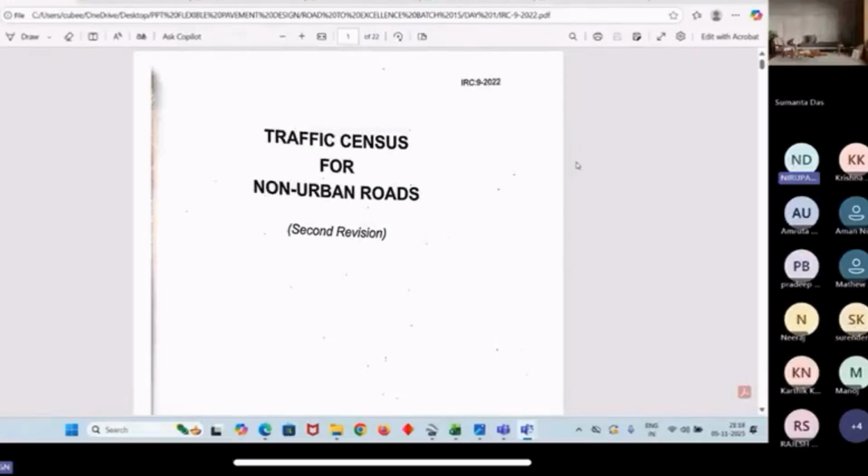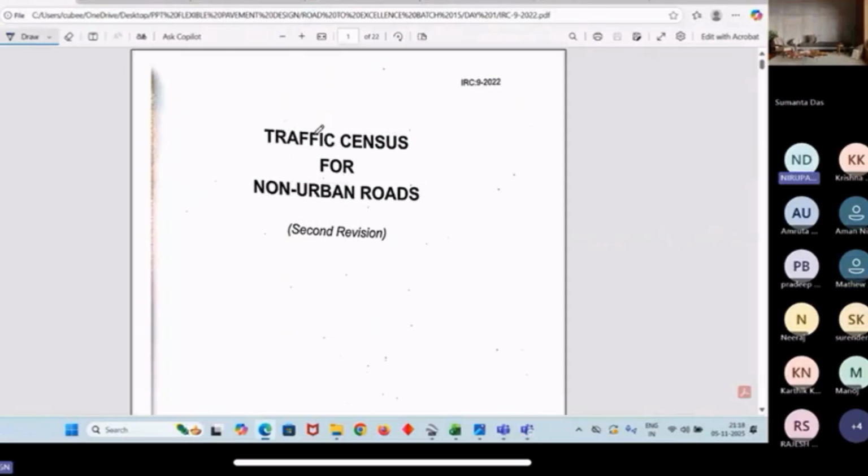Road to excellence. Okay. So before coming to the design part, we have to understand the traffic pattern, traffic analysis. Suppose you are going to plan any highway, or you are working in the highway sector.